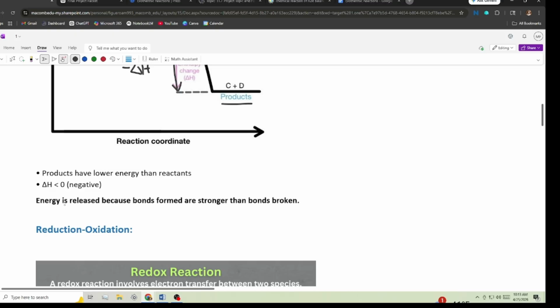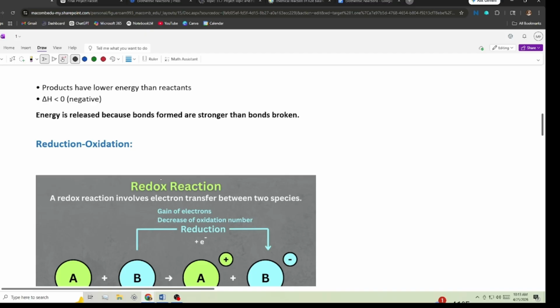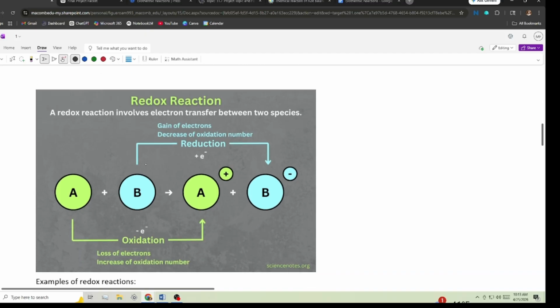That energy we talked about is released because the bonds formed during the process are stronger than the ones that have been broken. An example of this would be a reduction oxidation, or redox reaction, where we see two things happening, a reduction and an oxidation. You have two different things giving and gaining electrons, which end up with a product that is positively charged and negatively charged.